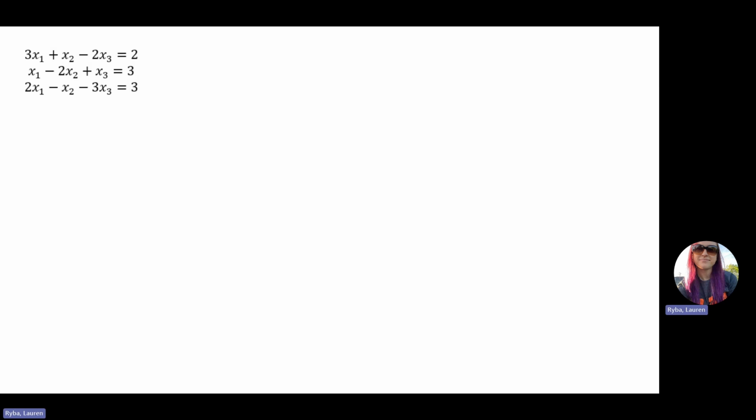So before I even put this in a matrix, I always know we want to start with that 1 in that upper left corner. So I'm going to flip-flop these 2 to begin with, so that when I write them, I already have a 1 in that upper left-hand corner. So when I go to my matrix, I'm going to write the second one first. So 1, -2, 1, 3. Then 3, 1, -2, 2. 2, -1, -3, 3.